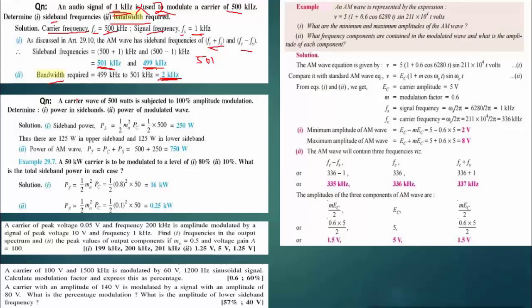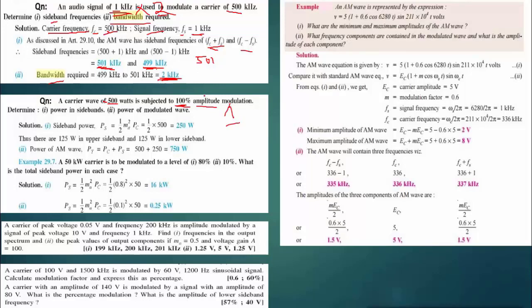Another question. A carrier wave of 500 watts is subjected to 100% amplitude modulation. Determine the power in the sidebands, and second, the power in the modulated wave. When they say 100% amplitude modulated, you remember I said the modulation factor shows by how much the original signal has been modulated. So 100% amplitude modulation means the modulation factor is now 1.